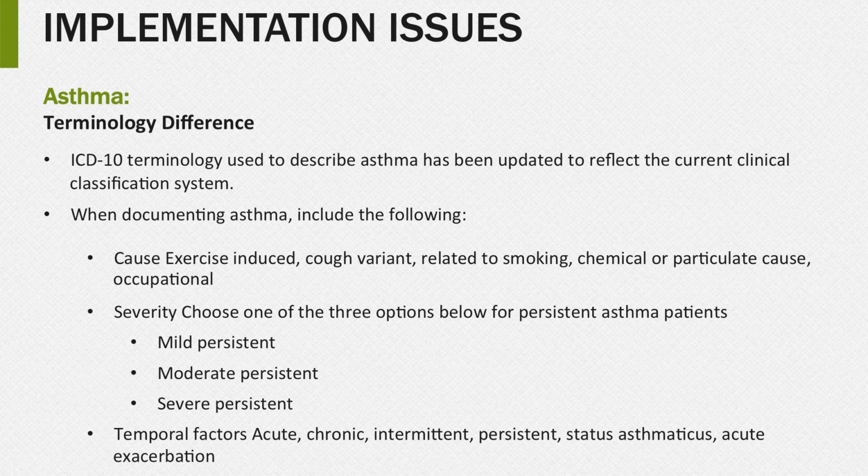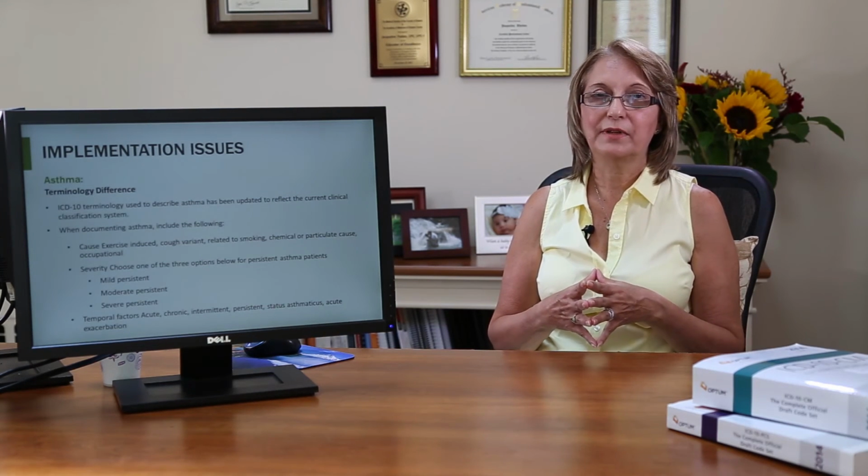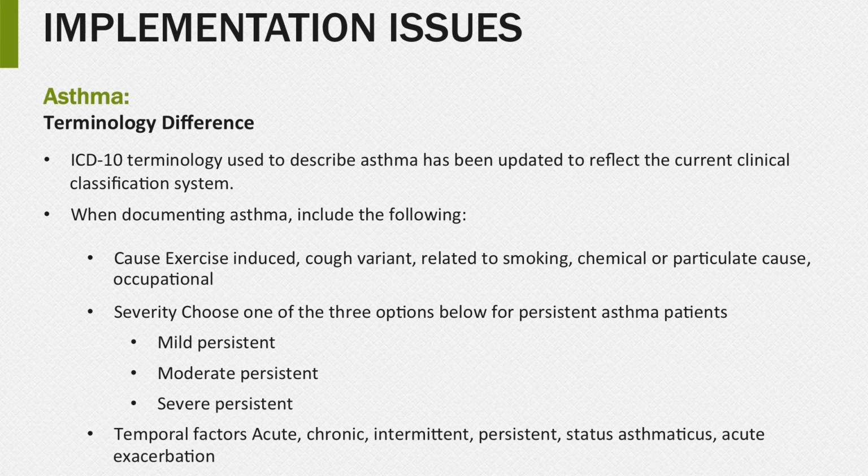Okay, big changes in asthma with the way we define asthma. So there's a huge terminology difference. When documenting asthma, you need to identify the cause. For example, a cough variant, whether it's related to smoking. You then need to identify the severity of the asthma as either being mild persistent, moderate persistent, or severe persistent. This is then followed by temporal factors such as whether the condition is acute or chronic.